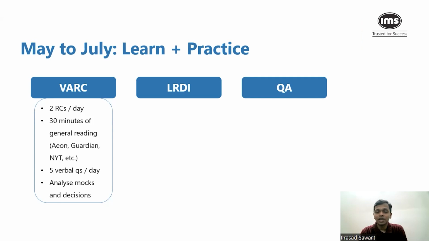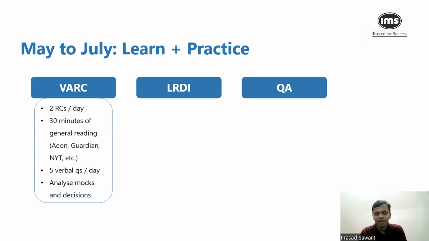Another thing that really helps in VRC preparation is general reading, especially from international sources such as The Guardian or the New York Times. If you're able to take out 30 minutes of your time per day and read articles from these sources, it will definitely help you a lot. Also, make sure that you solve verbal questions. The suggested number is 5 to begin with. If you have time, you can definitely look at solving even 10 verbal questions per day.